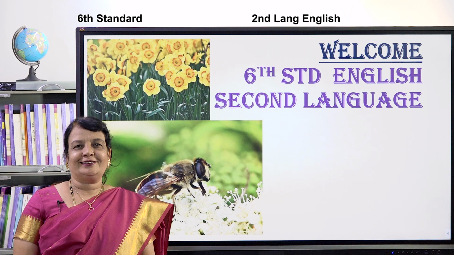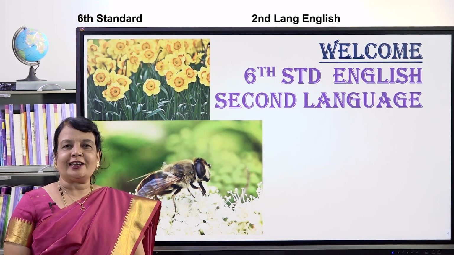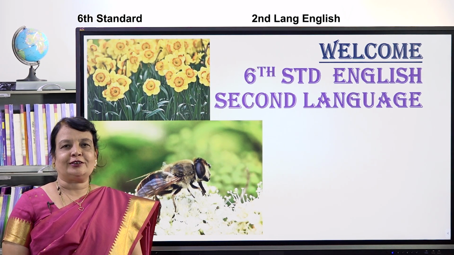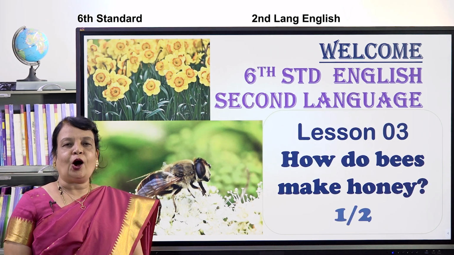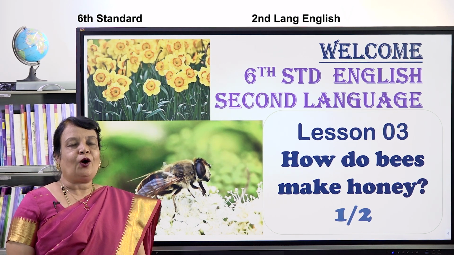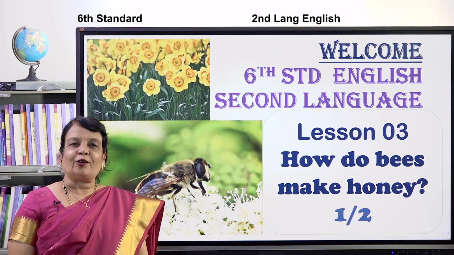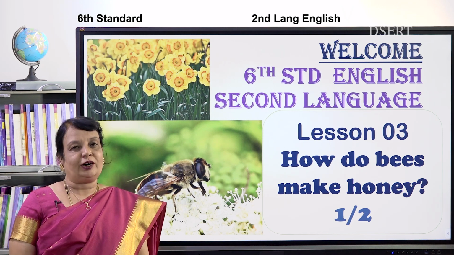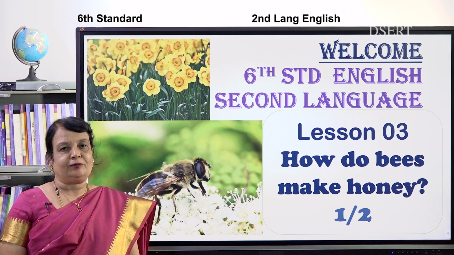Hello children, how are you? Good. I welcome the 6th standard children for the English class of second language. We are going to take up the new lesson, that is lesson number 3, how do bees make honey? Children, you all know there are many insects. In that, bees are called as very busy. They will be always busy doing their work. Today we are going to take up the lesson, how do bees make honey?